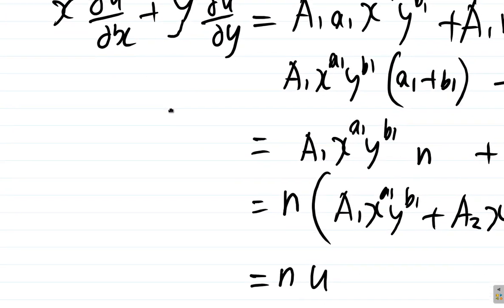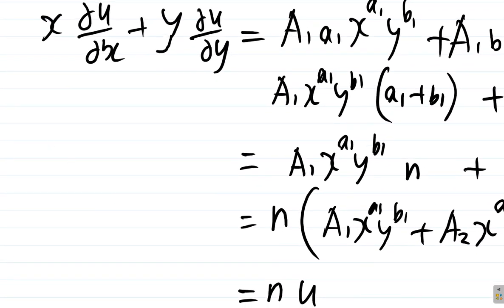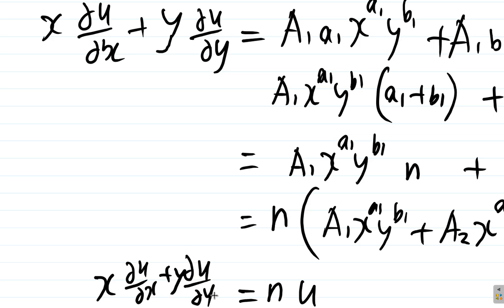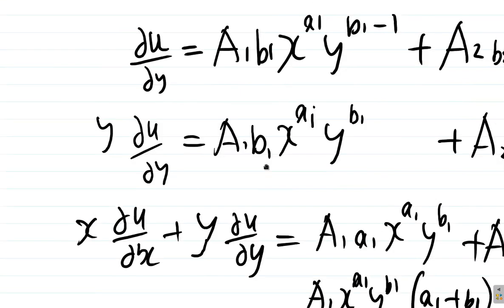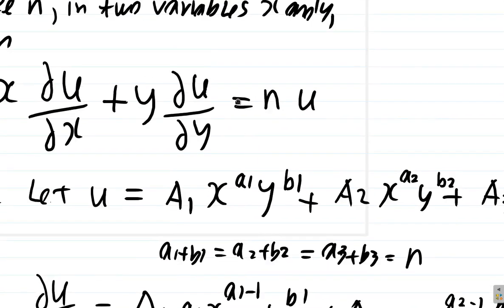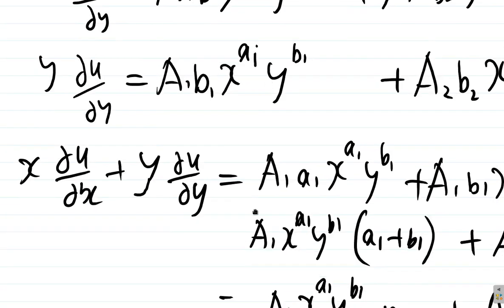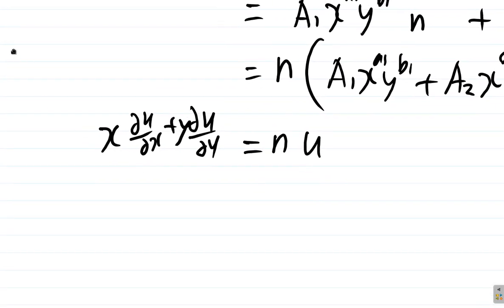So therefore, what we have is that x delta u by delta x plus y delta u by delta y is equal to n u. So we prove Euler's theorem. Alright? So here we go.